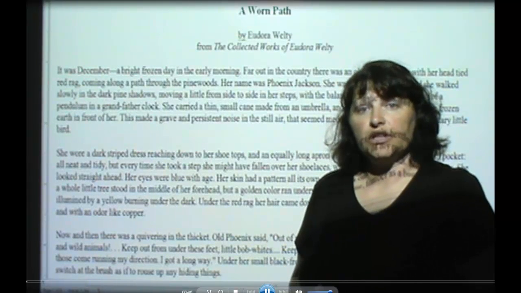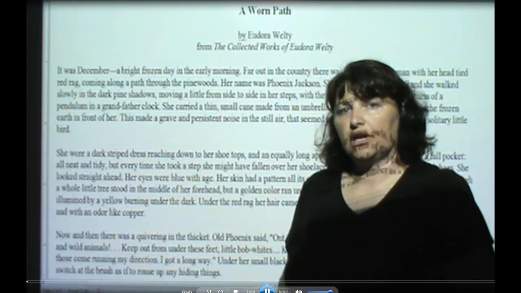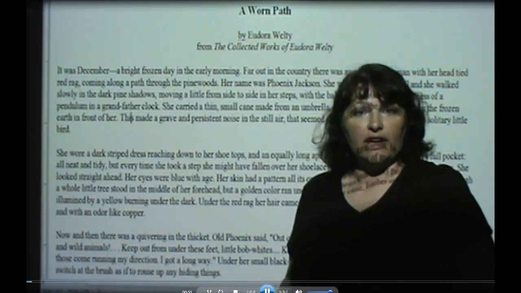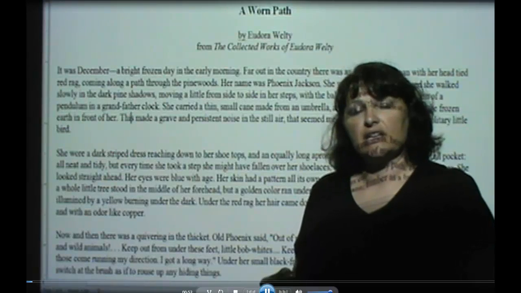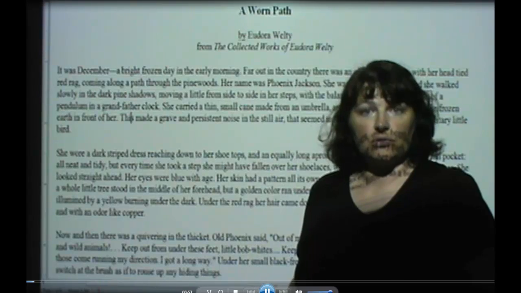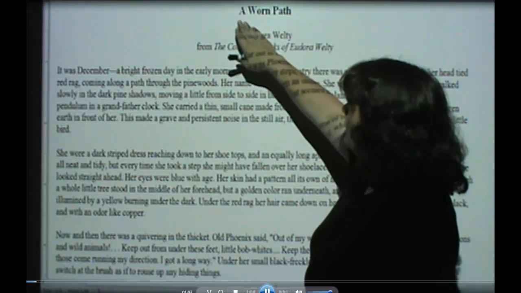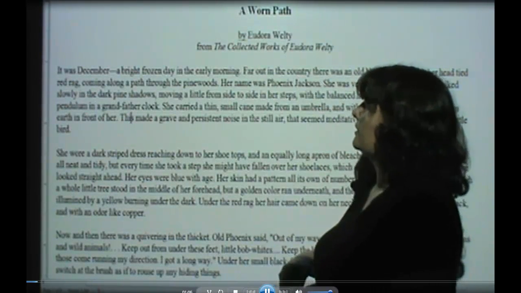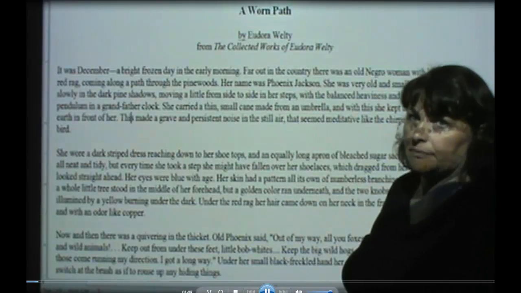The first thing that we are going to do is look at the title of the story. Titles are very valuable to a story. Many times they carry important details that we don't think about until after the story is done. The title of the story is A Worn Path. The story is by Eudora Welty.